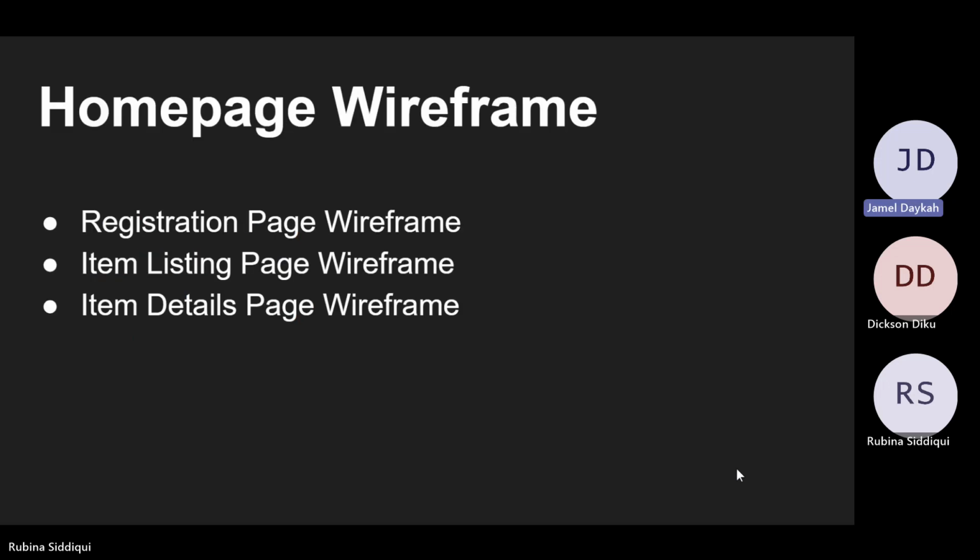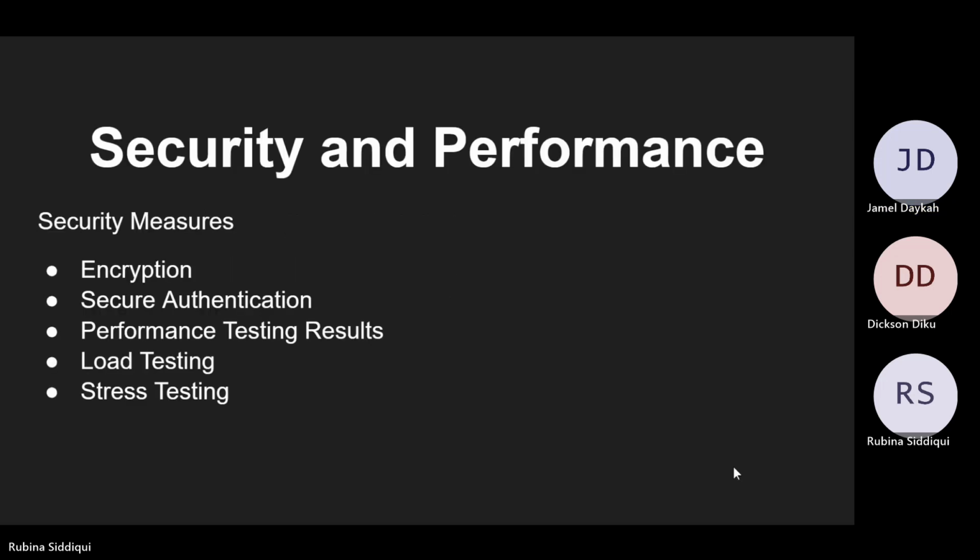So the next slide is the homepage wireframe, and we have the registration page wireframe, item listing page wireframe, and the item details page wireframe. The next slide in our project is the security and performance. For the security measures, we have encryption and secure authentication. Performance testing results include load testing and stress testing.